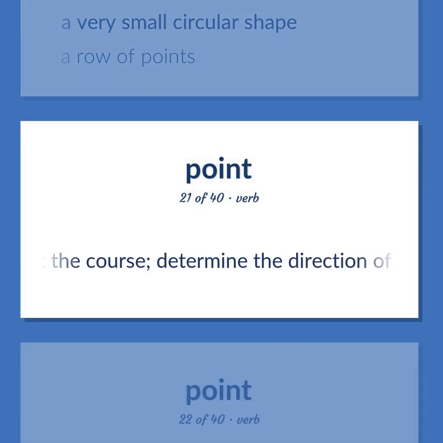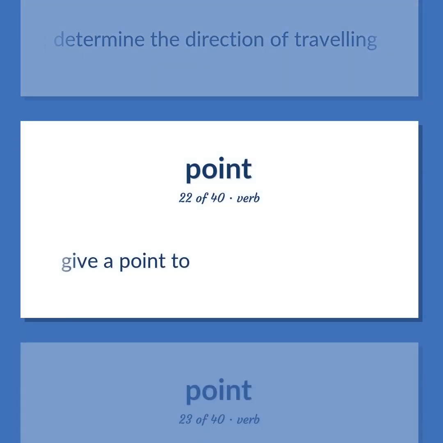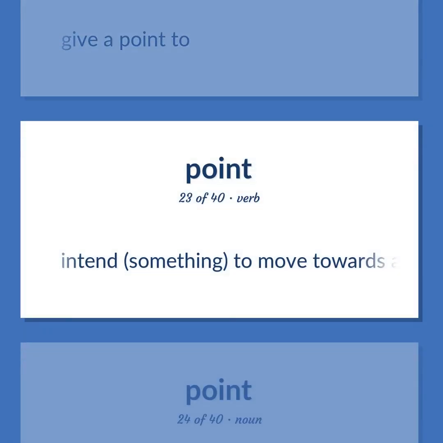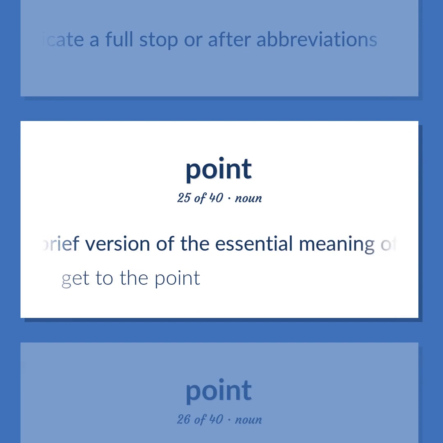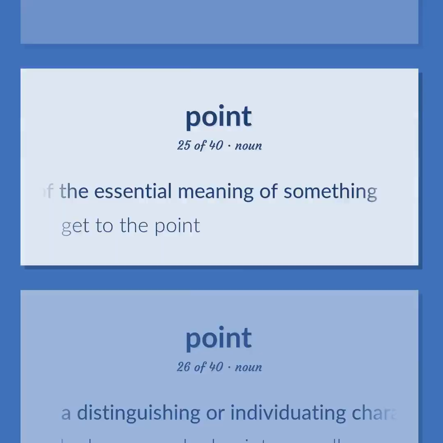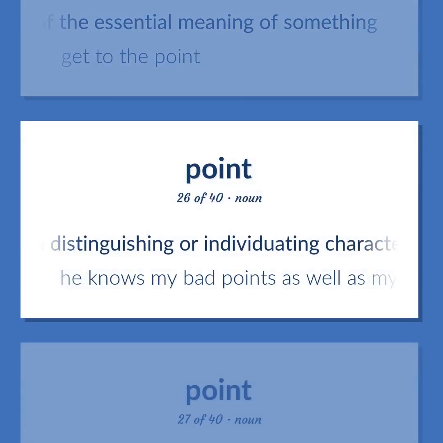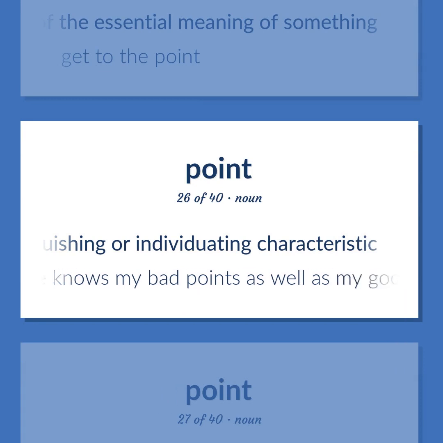Direct the course. Determine the direction of traveling. Give a point to. Intend something, to move towards a certain goal. A punctuation mark, placed at the end of a declarative sentence to indicate a full stop or after abbreviations. A brief version of the essential meaning of something. Get to the point. A distinguishing or individuating characteristic. He knows my bad points as well as my good points.